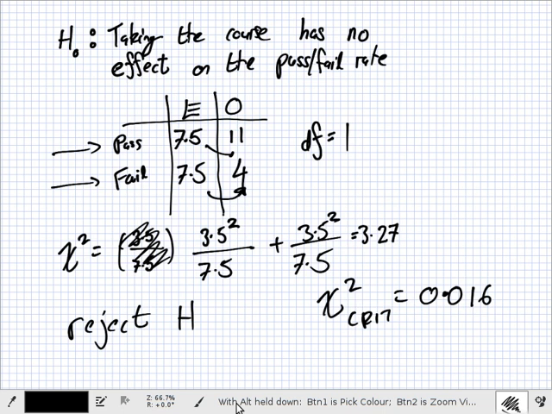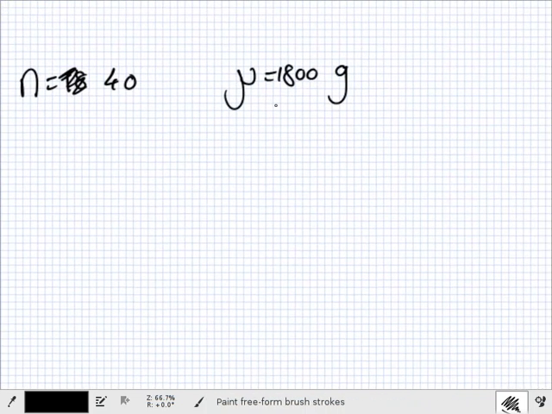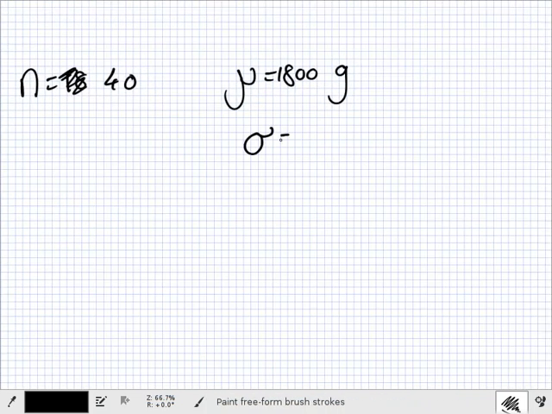The mass of certain types of birds is assumed to follow a normal distribution with standard deviation 200 grams, and the mean mass of the birds is 1800 grams. How many birds have we got? We've got 40 birds, and their average mass is 800 grams, and their standard deviation is 200 grams. Now, you all understand average and standard deviation.